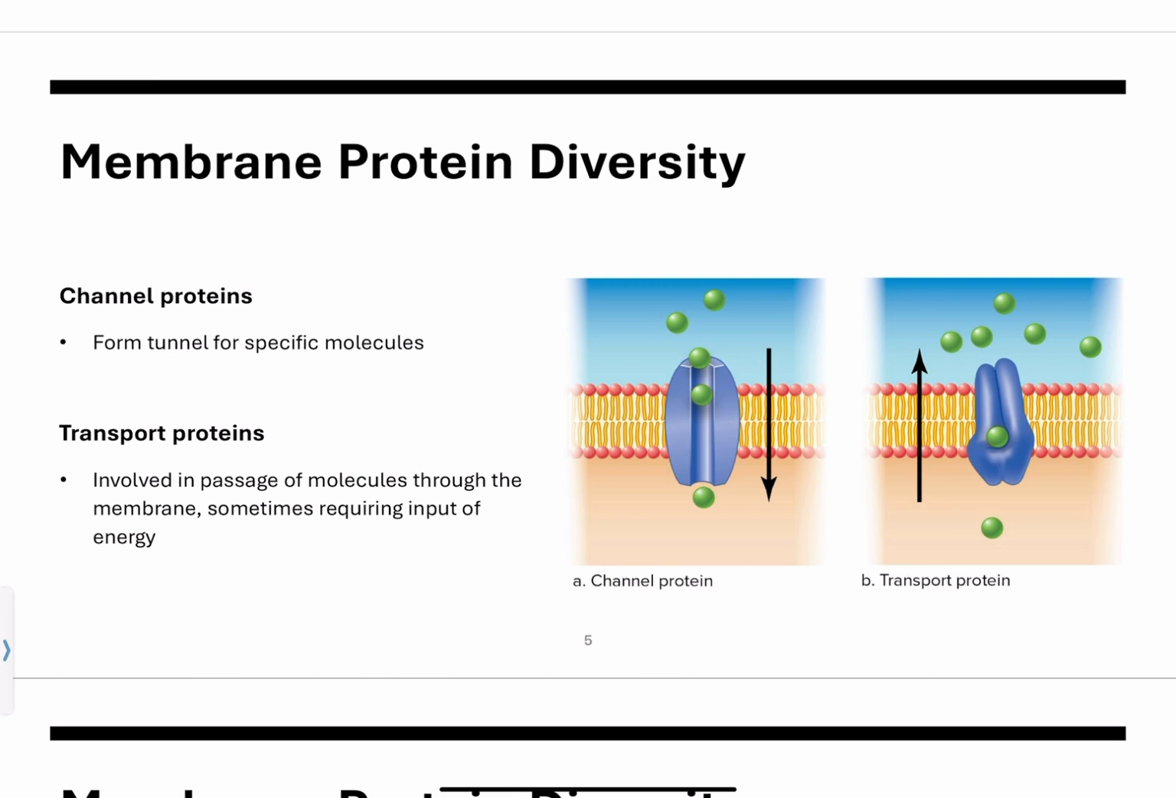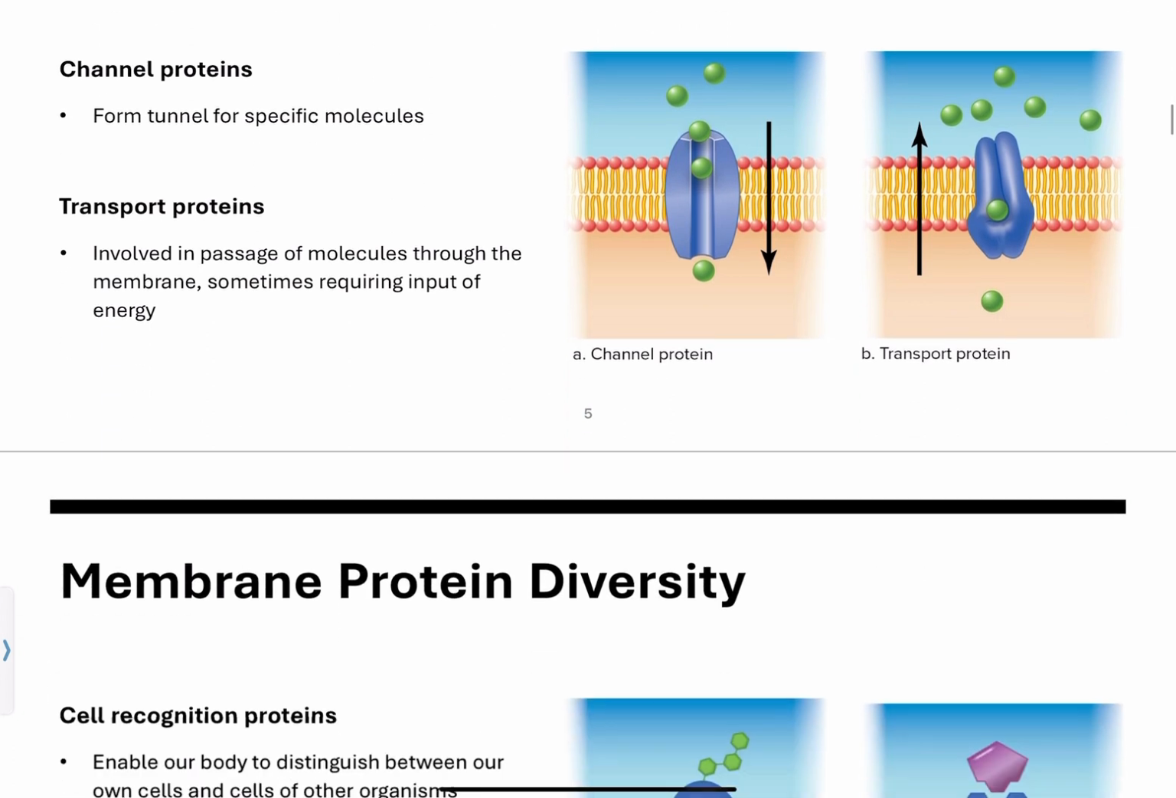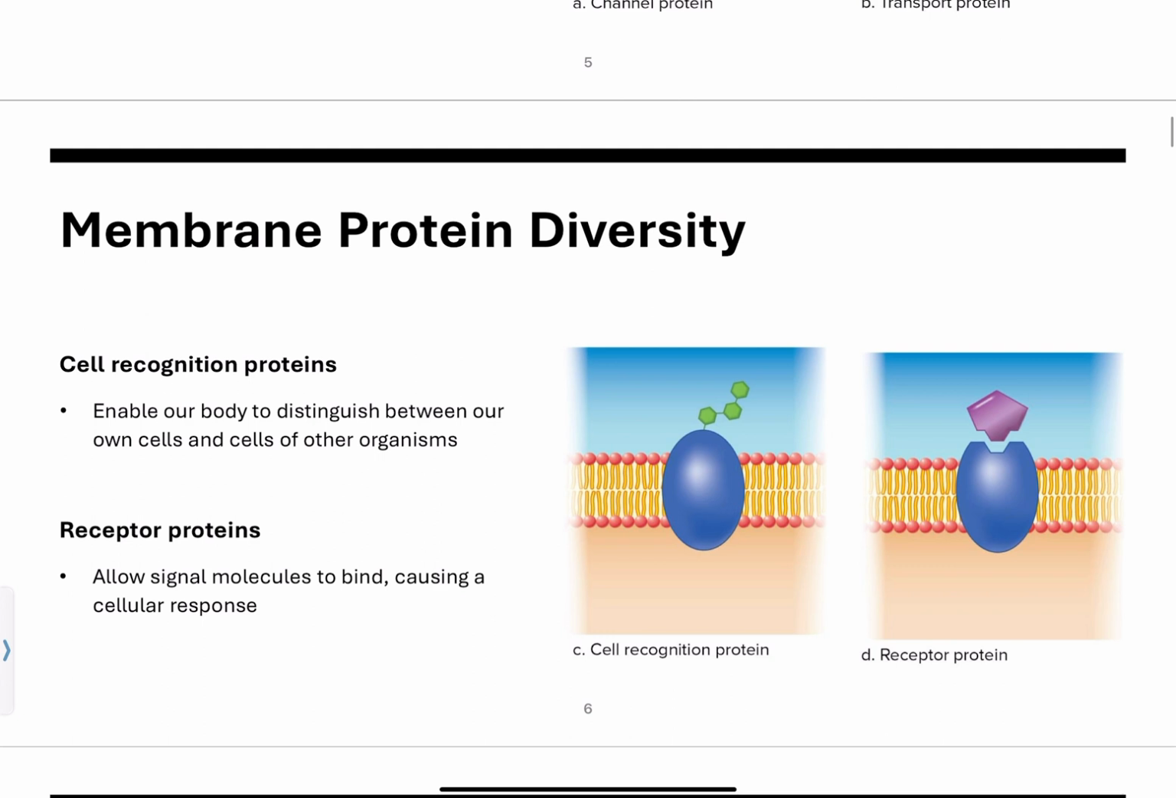We also have transport proteins. These are going to help move molecules across the plasma membrane, sometimes against the flow, which means that it's going to require energy. We also have cell recognition proteins. And they're going to let your immune system know which cells belong to you and which ones are intruders. So if this system goes haywire, it can actually lead to autoimmune diseases.